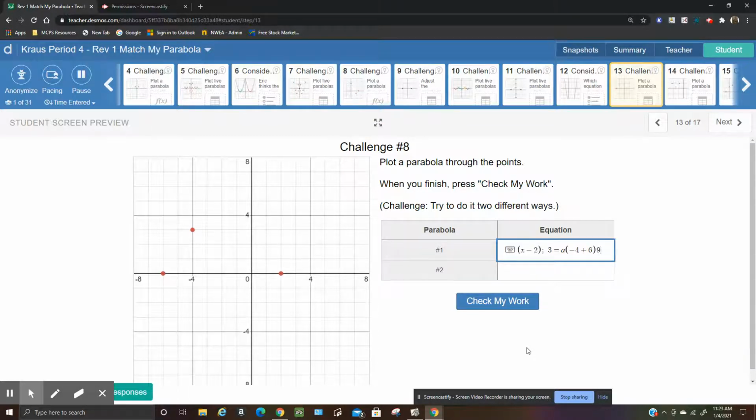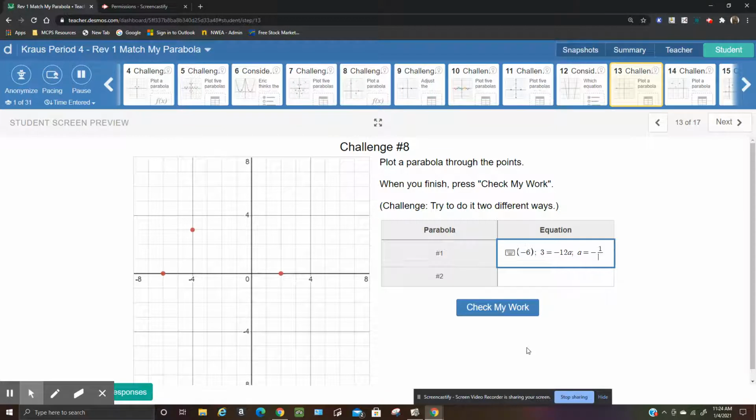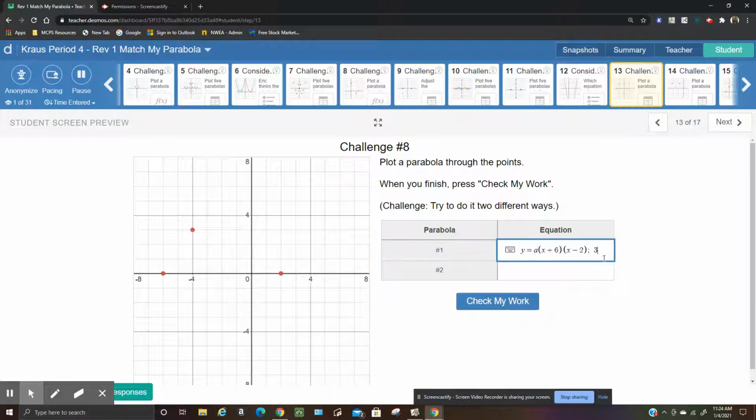And -4 minus 2. And 3 equals A times -4 plus 6 times -4 minus 2, which is A times 2 times -6. So 3 equals -12A, and A is -1/4. So this should be -1/4 here.